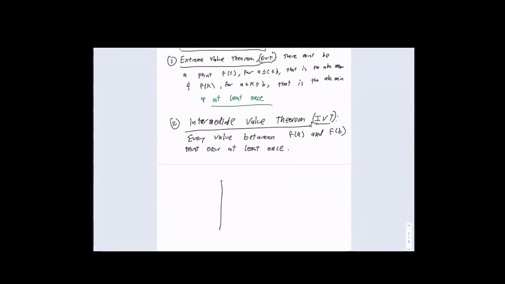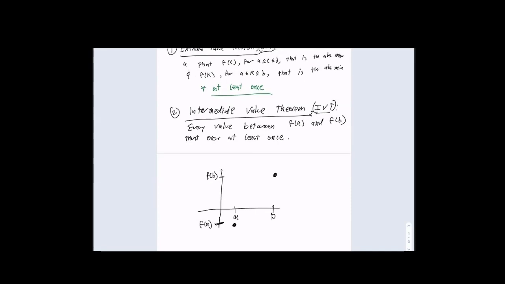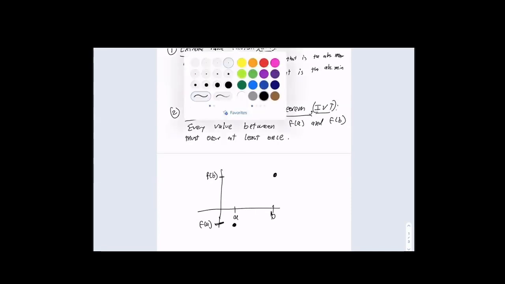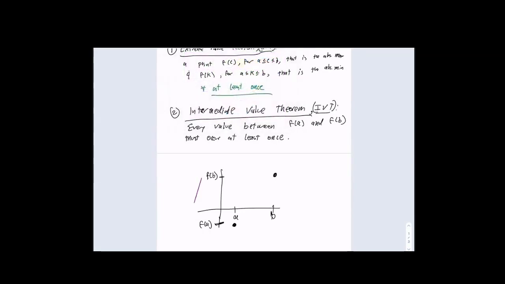So basically what IVT is saying is that, okay, I have a, I have b, and I have f. Actually, let me switch up the way this graph looks. Let's say, for example, f of a is down here, and let's say f of b is up here. So I know this point exists here and this point exists here. It doesn't matter if f of a is smaller or f of b is smaller or bigger. We have two values. And so what IVT says is that every value between this must happen at least once.